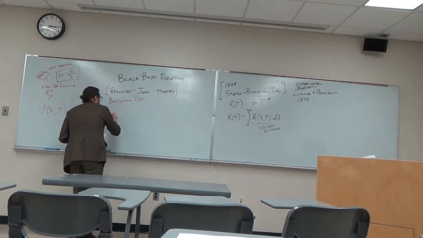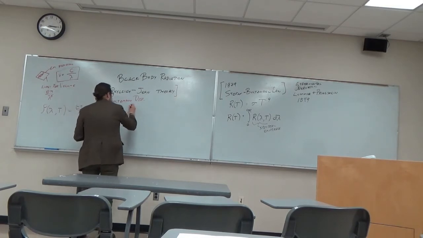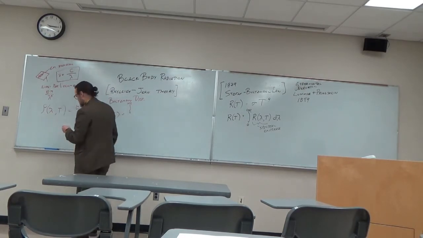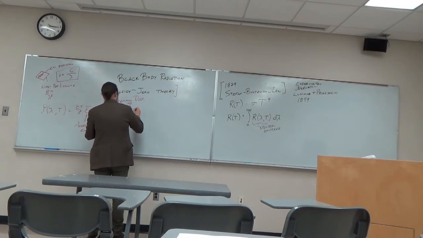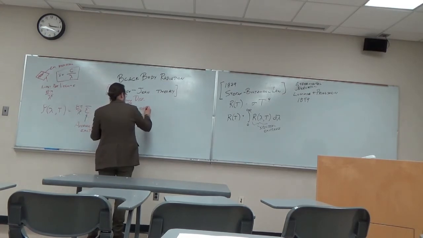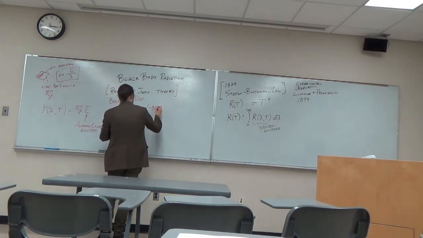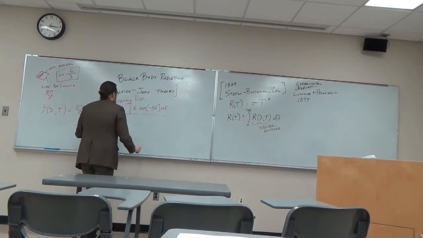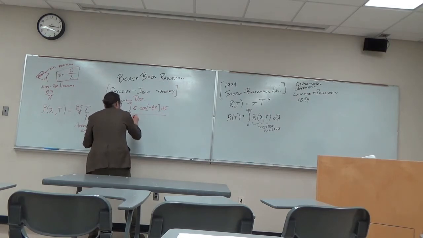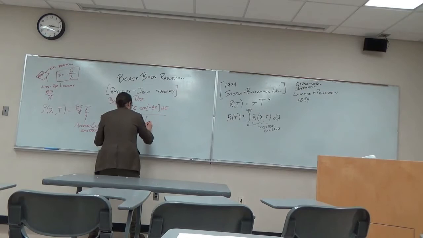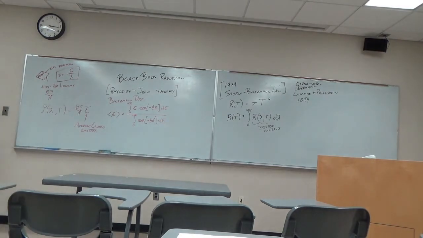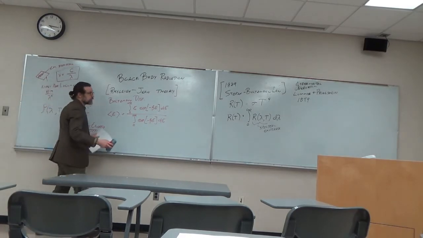Which tells us that the expectation value of the energy is equal to the integral from 0 to infinity, because we can have 0 to infinity for our wavelength, of the energy times e to the negative beta E, dE, over the integral from 0 to infinity of e to the negative beta E, dE. So this is the Boltzmann distribution, which gives us the statistical mechanical expression for a classical distribution of particles.